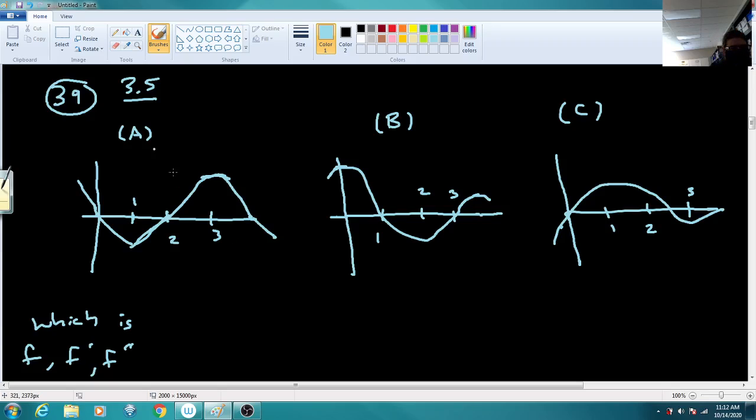So I'm going to start looking at and kind of trying to get the pattern of the derivatives here. So we'll say, okay, A has a horizontal tangent here and a horizontal tangent here. That corresponds to an x-intercept here and an x-intercept here. A also has negative slopes of tangent lines here, but B is positive. So A prime cannot be B.